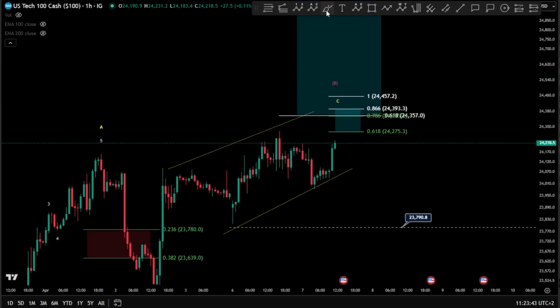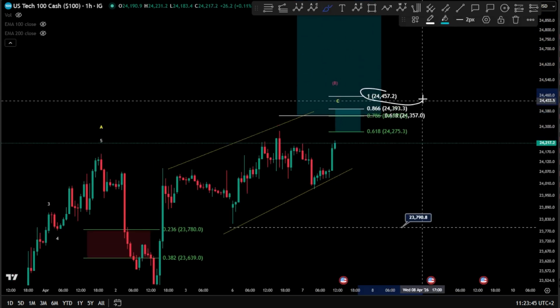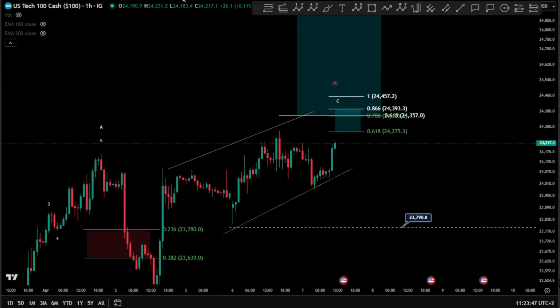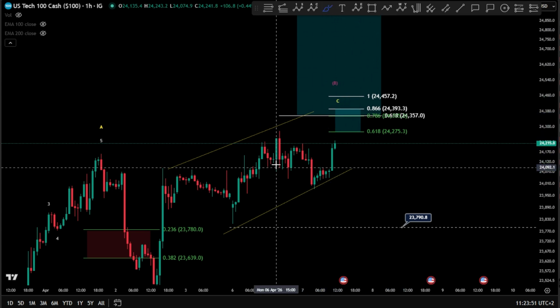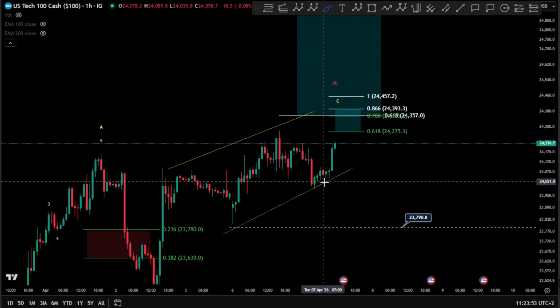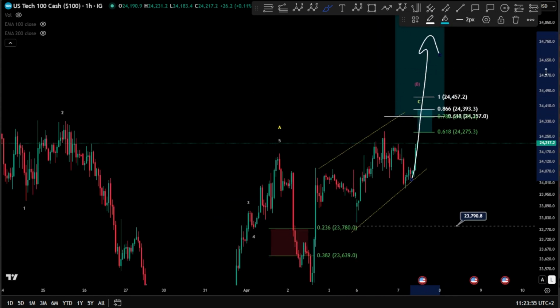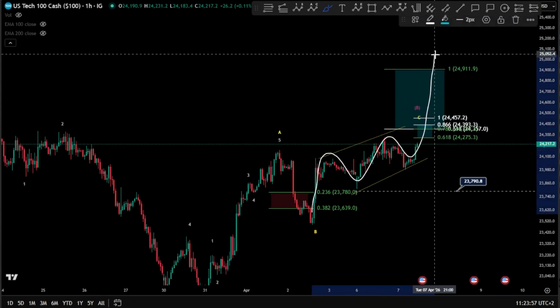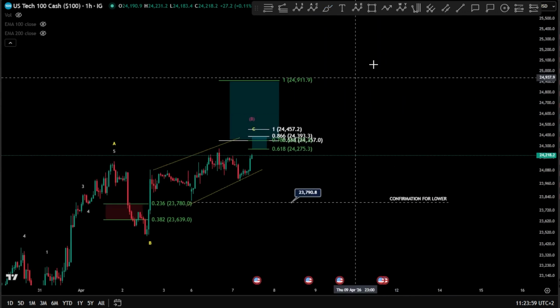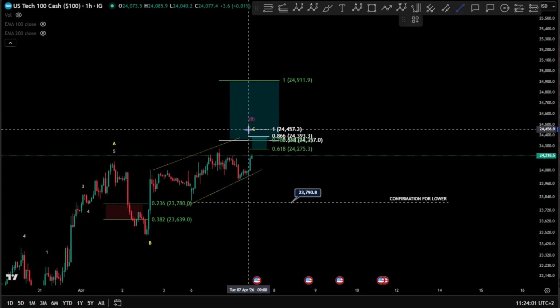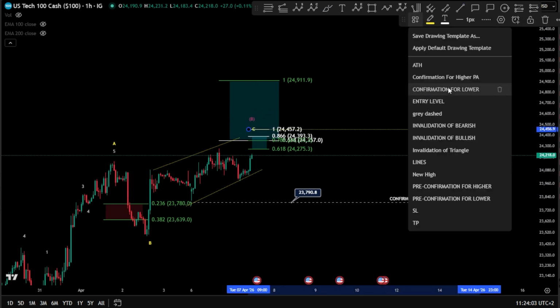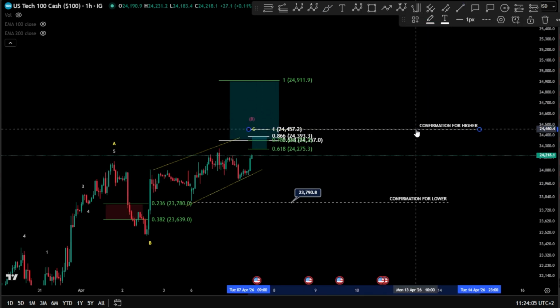But once the price pushes higher and reaches 24k 457, that means the wave 5 here becomes longer than the wave 3, which is not allowed. That means it is a wave 3 as an impulse in double 1, 2, and we're looking for higher. So this will be a confirmation for higher prices for us here.